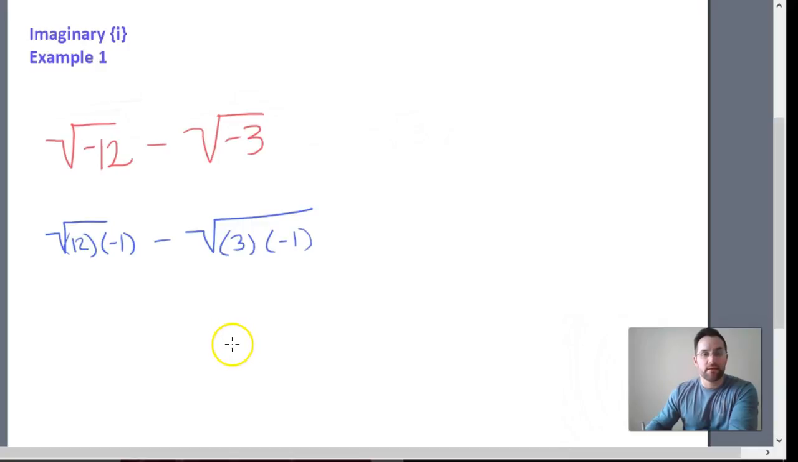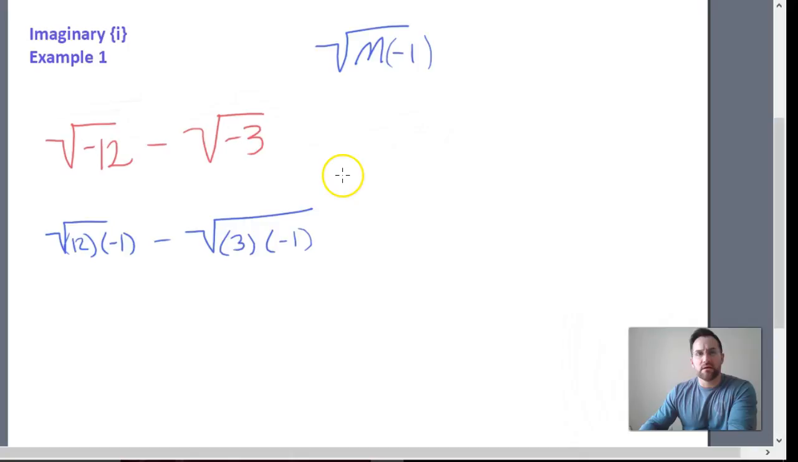negative 1. Okay, if you remember back to the other video referring to the square root of m times negative 1, it was negative 1, like this. And you know what, I'll make a video and I'll label it m parentheses negative 1 close parentheses, and you'll know what we're talking about here. So go ahead and look for that on my channel here.